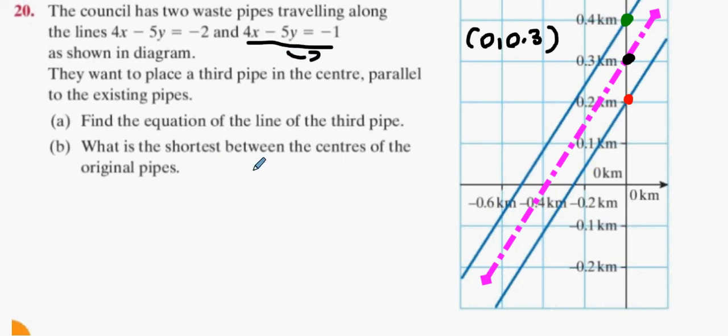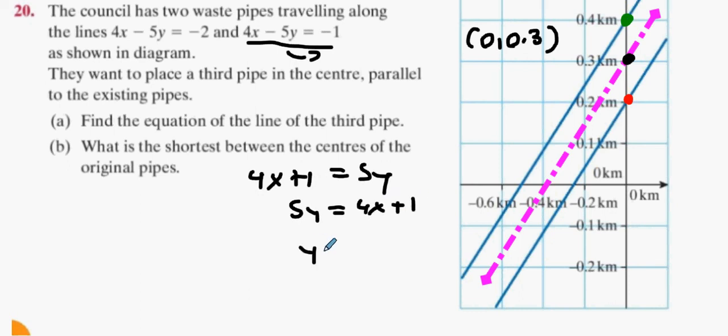Now, pick either of the other two lines and get y on its own. So I'm going to get 4x plus 1 equals 5y. 5y equals 4x plus 1. y is 4 over 5 x plus 1 over 5. What's that mean about the slope?